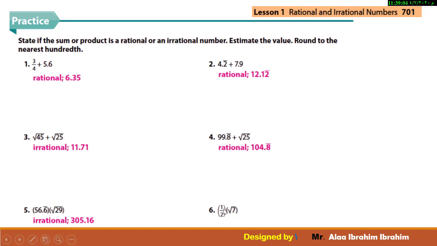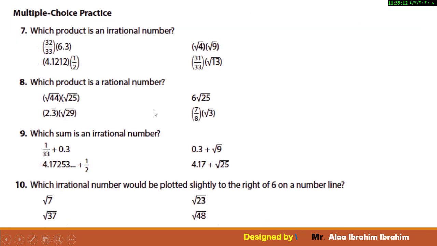So half root 7. Root 7 is irrational. Times half, so the result is irrational also, and approximately will be 1.32. So we have multiple choices here. Which product is an irrational number? So you have to decide by looking at these choices, or you can do it mentally or with your calculator, but try to find 32 over 33.